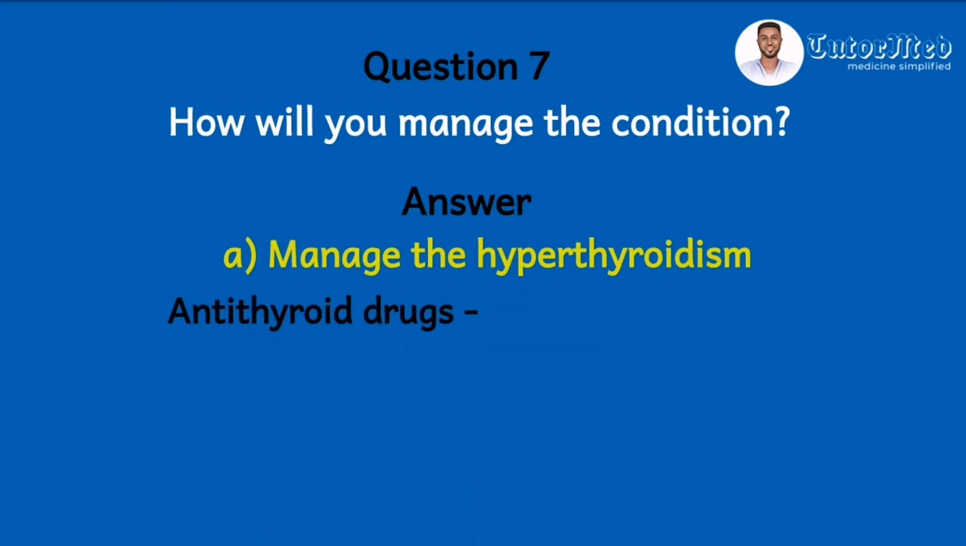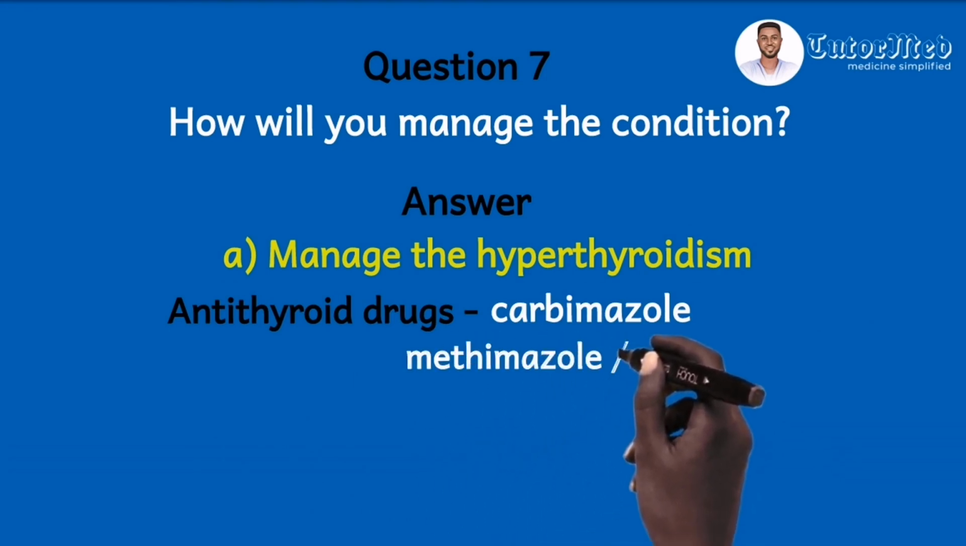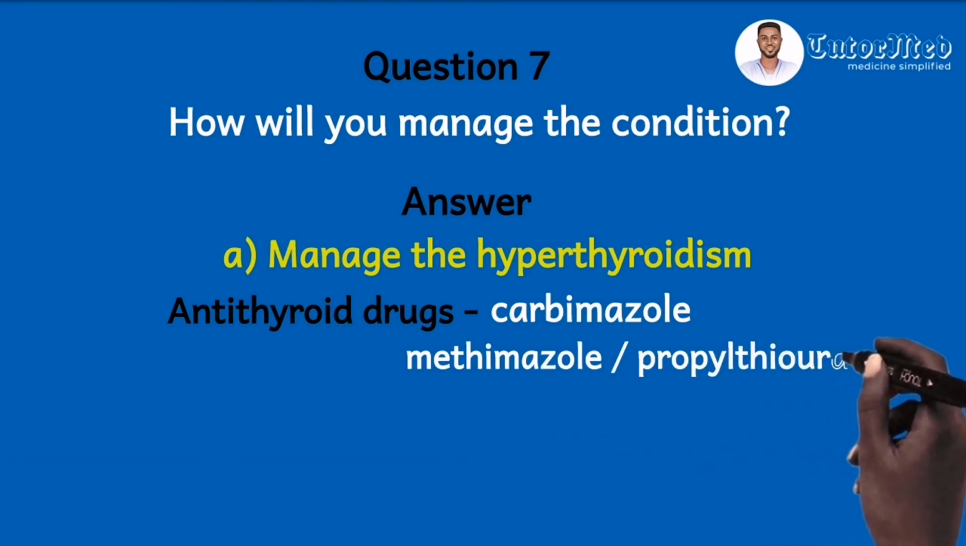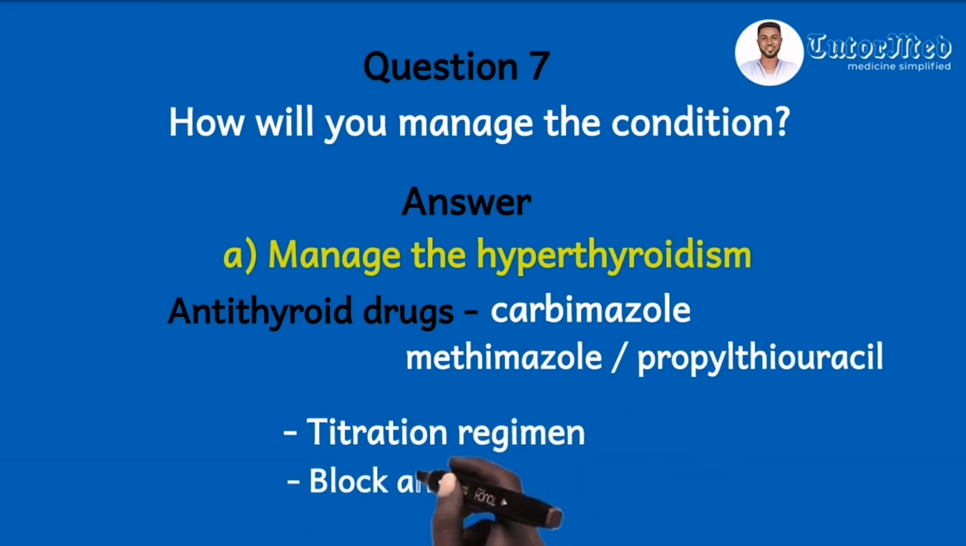The drug that we use here commonly is carbimazole. So we can start with an appropriate dose. I think in the US, instead of carbimazole, they use methimazole. Other options include propylthiouracil. Then how do we administer these anti-thyroid drugs? We have two methods or two regimens, as it were. So we have the titration regimen and then the block and replace regimen.